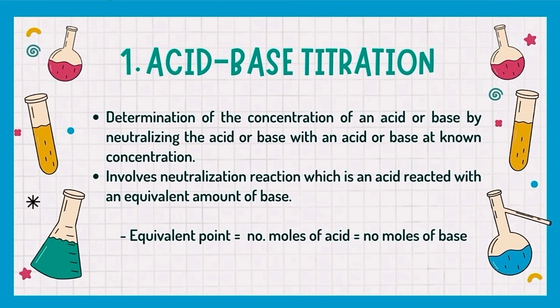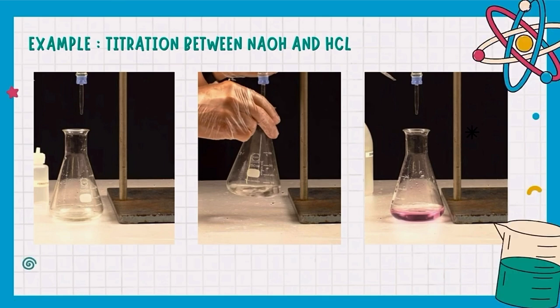First is acid-base titration. Determination of the concentration of an acid or base by neutralizing the acid or base with an acid or base of known concentration. It involves a neutralization reaction, which is an acid reacted with an equivalent amount of base. Equivalent point is when the number of moles of acid equals the number of moles of base. For example, is titration between NaOH and HCl.